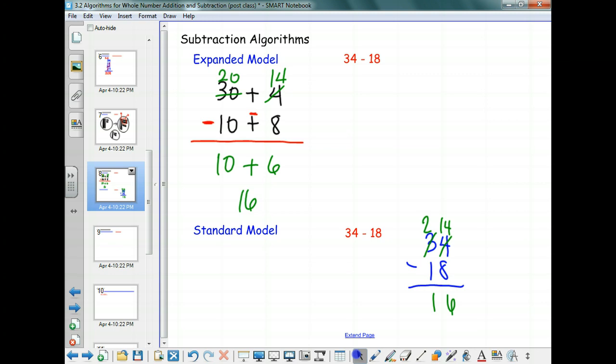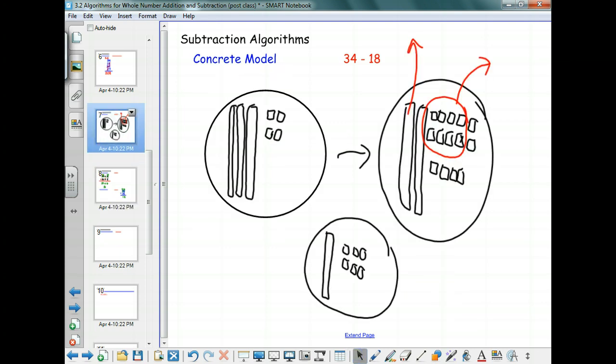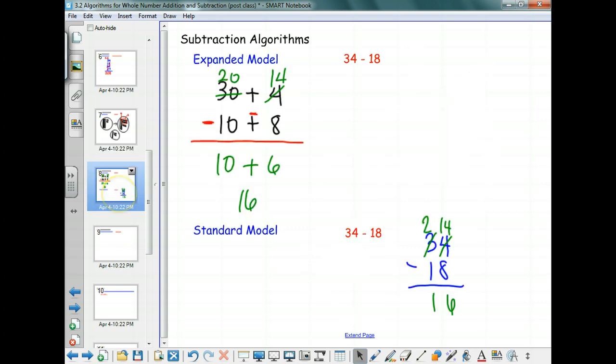So how would you explain to them why? You could do it with a concrete model. This idea of what I had to do kind of with what over here, right? I had to actually take 10 away from the longs and turn them into 10 individuals. And that's what's happening on the expanded model, or even the condensed model. I'm taking the 30 and turning it into 20. And then once I have that 20, where did that extra 10 go? It was grouped with the 4 originally.